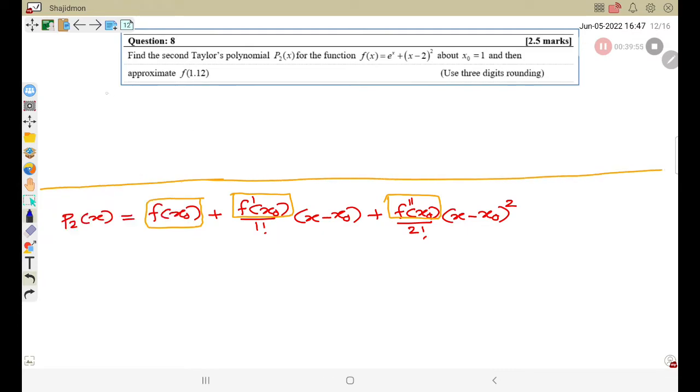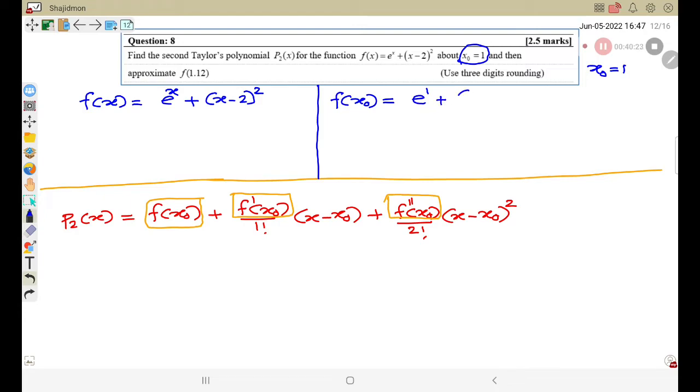So first, what is f of x? What is f of x in our question? E power x plus x minus 2 whole power 2, correct? So from this, just calculate what is f of x0. What is x0 in our question? X0 is 1, correct? So put x0 equal to 1 in f, that means x equal to 1. So e power 1 plus x means x0 number 1 minus 2 power 2. Check by calculator what is this number getting. Okay, you can use the calculator. E power 1, shift ln 1, correct? So you will get 3.72.